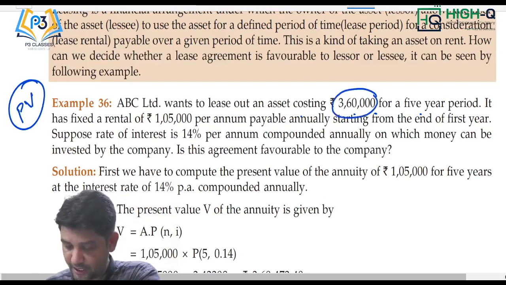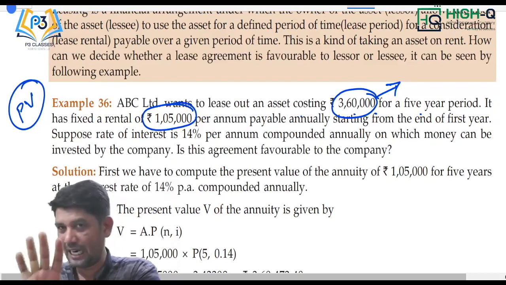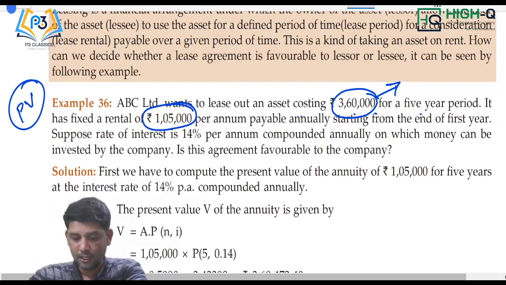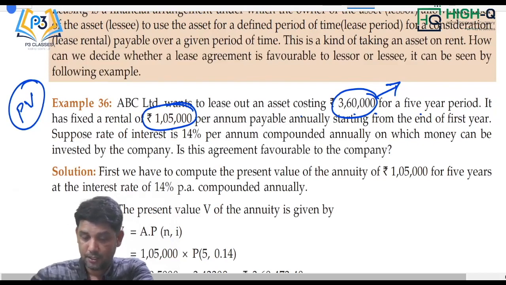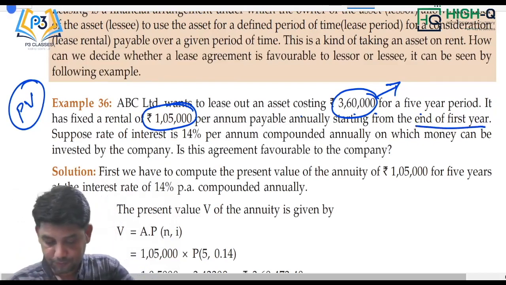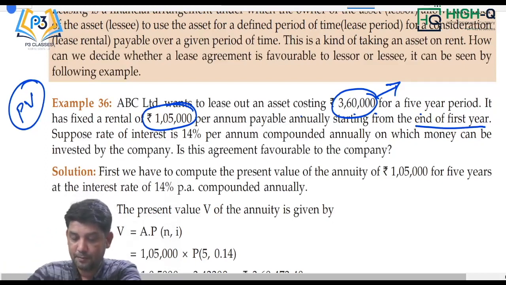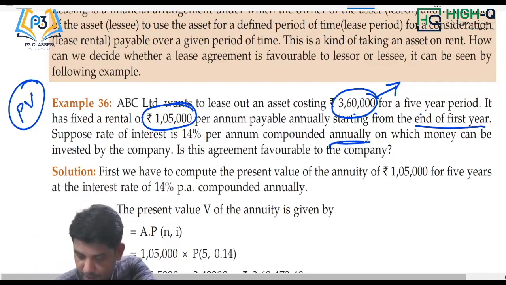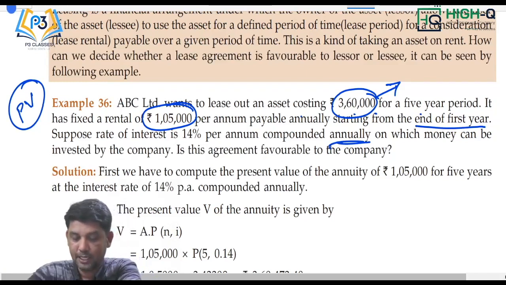See, this 3,60,000, keep it aside. Let me read the question. ABC Limited wants to lease out an asset costing 3,60,000 for a 5-year period. It has fixed a rental of 1,05,000 per annum payable annually, starting from the end of the first year. Suppose the rate of interest is 14% per annum compounded annually, on which money can be invested by the company. Is this agreement favorable to the company or not? This is what we need to take the call on.